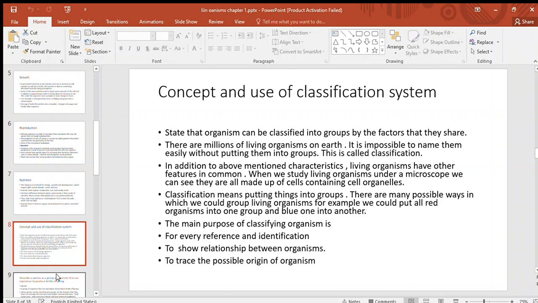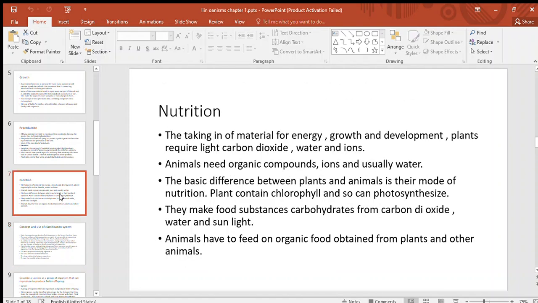Okay. So we discussed some characteristics or features of living organisms which are common in all living organisms, in all species. Now we move toward the concept and use of classification system. Okay, one point is left which is very important. It is nutrition.